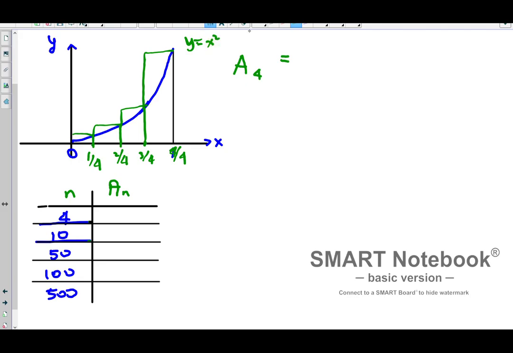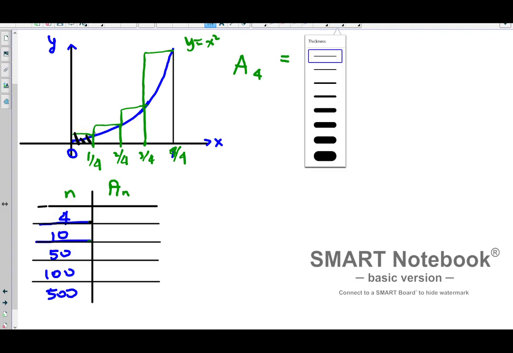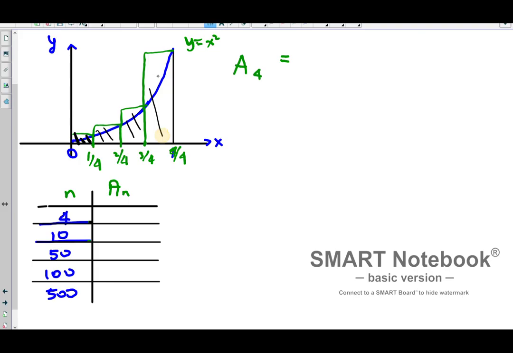So what is the sum of the areas of these 4 rectangles? This is the first rectangle. This is the second rectangle, and so forth. Notice that the base of each one is the same, right? The base of each one is 1/4, going from 1/4 to 2/4, 2/4 to 3/4. Every one of them has a base of 1/4. So the base of the first rectangle is 1 over 4, and the height, you plug it into the function to get the height, right? So that's 1 over 4 quantity squared.